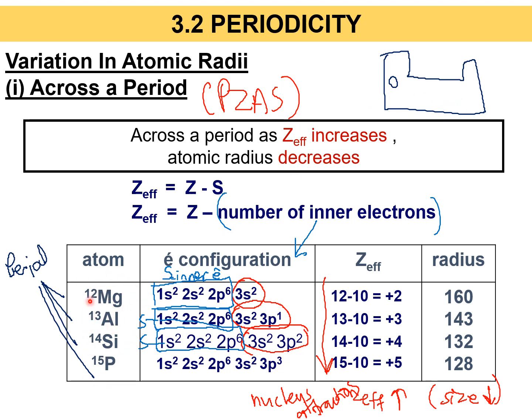Across the period, number of proton dia makin bertambah, kan? So proton makin bertambah. Bila proton pun makin bertambah, makanya ZEF pun akan makin bertambah. Nucleus attractions between electron, valence electron dan juga nukleus pun akan makin kuat. Therefore, size of the atom across the period akan makin mengecil, makin mengurang.